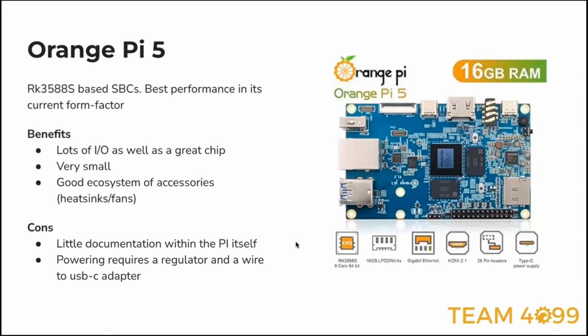I believe the Orange Pi 5B has the best performance in its current form factor, which is just a Raspberry Pi size board. It has a lot of I/O as well as a really great chip that can do a lot of good CPU work as well as TPU work. And it's really small, so you can fit it basically anywhere in your robot. Last year, 6028 put it on their double jointed arm. We put 4 of them on our belly pan this year.